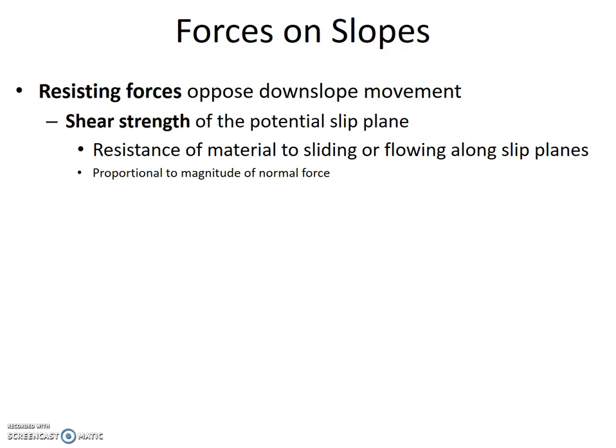Second term, resisting forces oppose downslope movement. The shear strength of a potential slip plane is the resistance of material to sliding or flowing along slip planes and is proportional to magnitude of normal force.